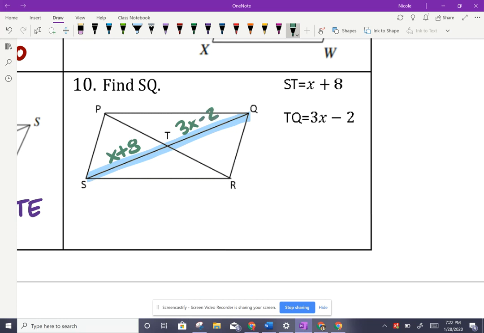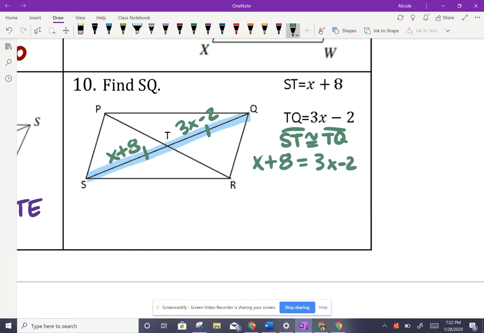And again, look at your properties. Which one talks about diagonals? I'll wait. You'll shout it out. What was that? Oh, they bisect each other. So these two pieces are congruent. There we go. So we can say ST is congruent to TQ. We can set them equal to each other. So we have x plus 8 equals 3x minus 2.